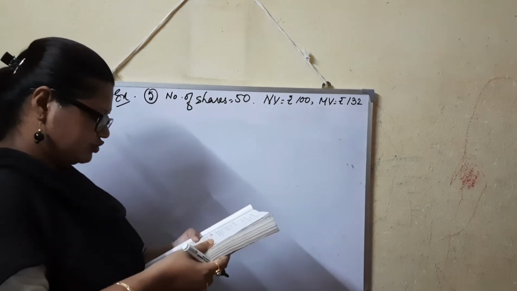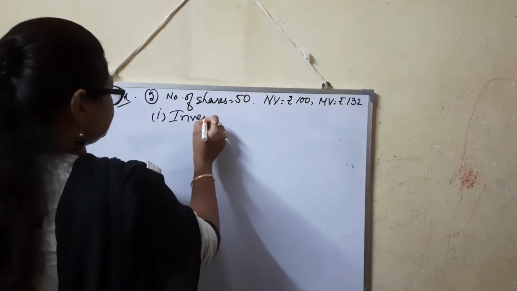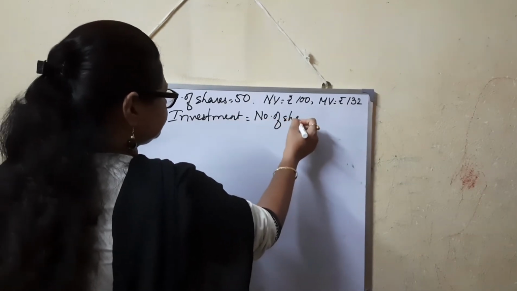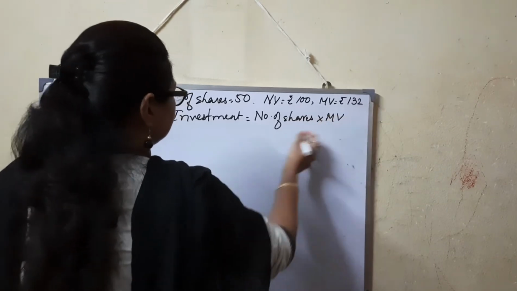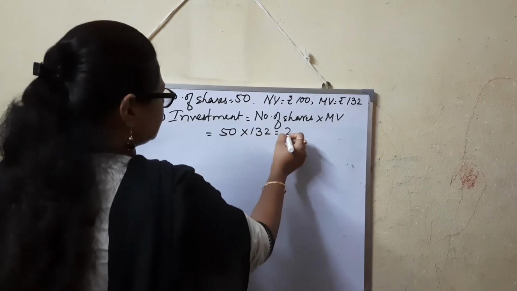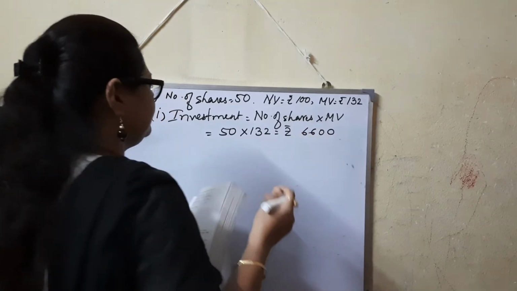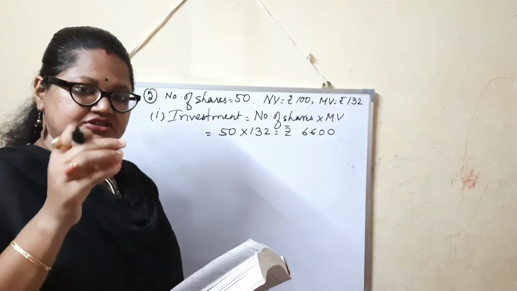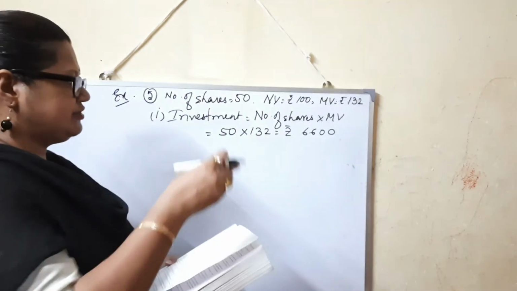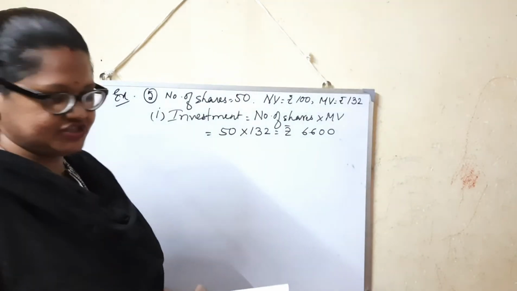Now they have told you to find out the investment. I have already shown you the investment formula. Investment is equal to number of shares into market value. How many shares does it have? 50. Market value is 132. Actually, investment means the total amount a particular person or institute pays or invests in buying the shares from the market. So its nominal value will not be considered in any case of investment. It is always market value into number of shares.